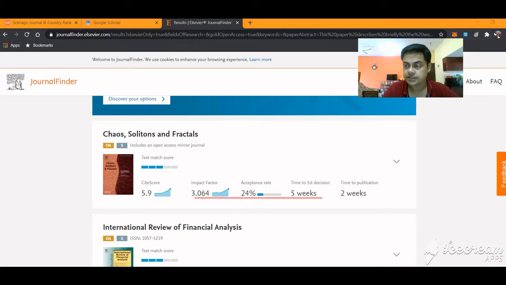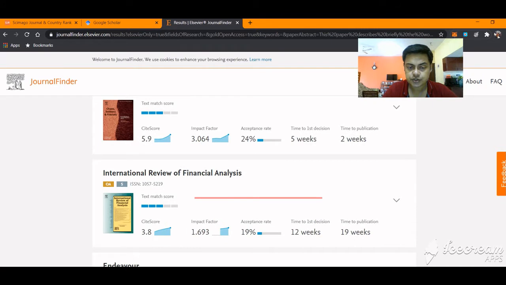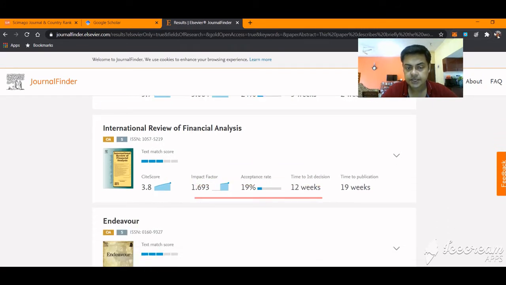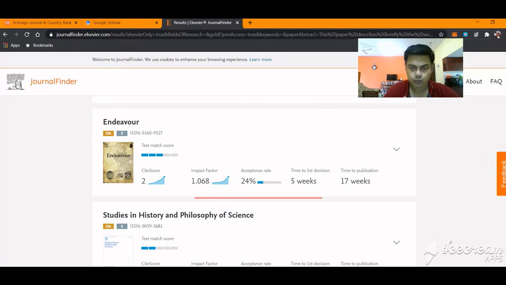Now we will see some more. We will go down. International Review of Financial Analysis, 1.6, 19%. Here, interestingly, acceptance rate is low, but impact factor is not so good. It's definitely good, better than many others. But compared to the previous journal that we saw on the top, the impact factor is relatively low. Acceptance rate is also low and time to first decision is very long. So probably this is not my cup of tea. This is a very personal call that you have to take.